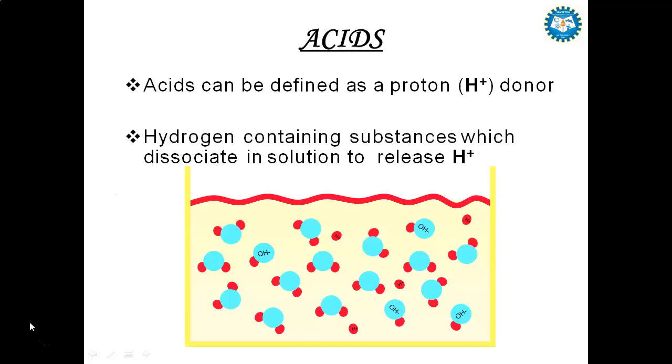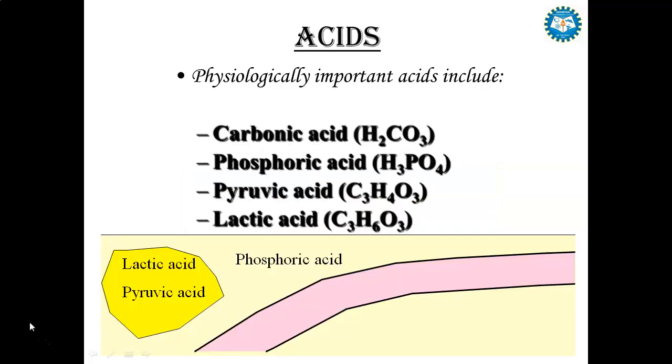Acids. An acid can be defined as a proton, H+, donor: a hydrogen-containing substance which dissociates in solution to release hydrogen ions. So you can see the image where H+ and OH- are being distributed. The physiologically important acids include carbonic acid, phosphoric acid, pyruvic acid and lactic acid.